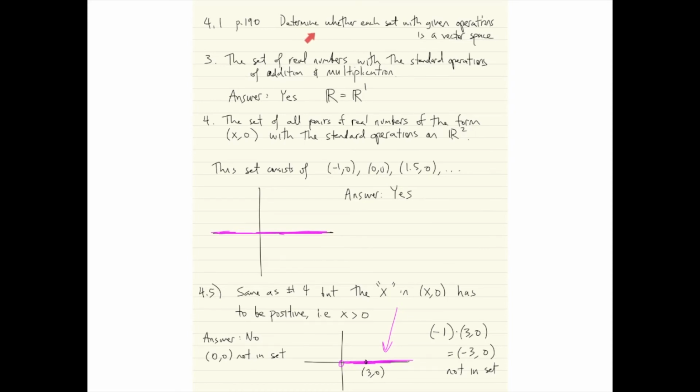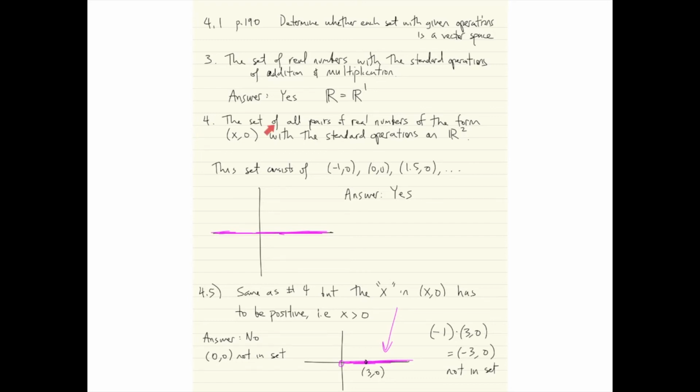So this says, determine whether each set with the given operations is a vector space. This is on page 90 of Anton. So problem number 3 says the set of real numbers with the standard operations of addition and multiplication. And the answer here is yes. That's because the set of real numbers is R^1. And we haven't checked, but people have checked, maybe the book checks carefully, that all these 10 axioms hold. Let's move on to something more interesting.